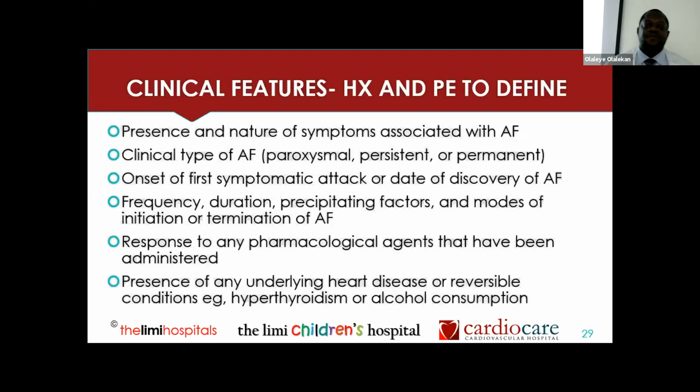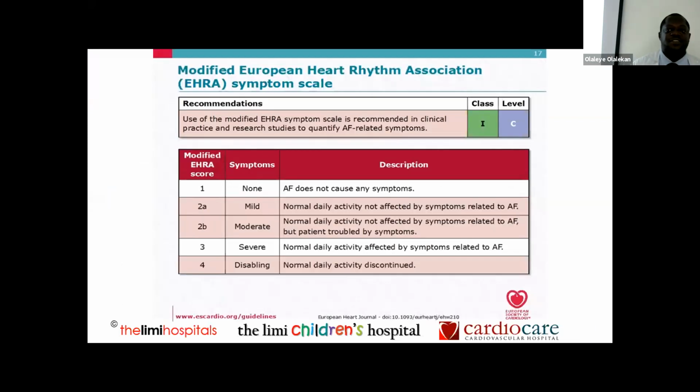And so other things you need to consider in the history, like I said, are symptoms associated with other associated factors. We want to ask based on the timing to classify. Then you want to see the frequency. You want to ask about drugs that have been taken, then presence of other associated disease conditions. Then you want to know how severe the symptom is, like we do for heart failure using the New York Heart Association. There's also the European Heart Rhythm Association score, similar to NYHA.